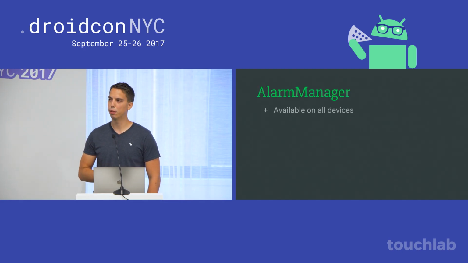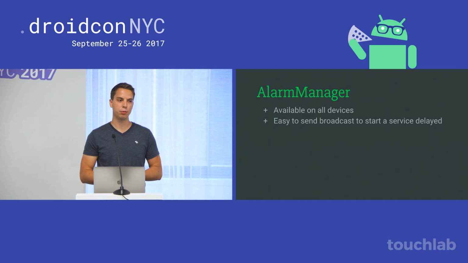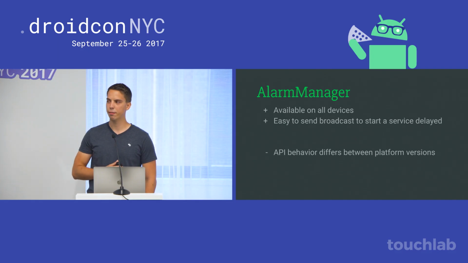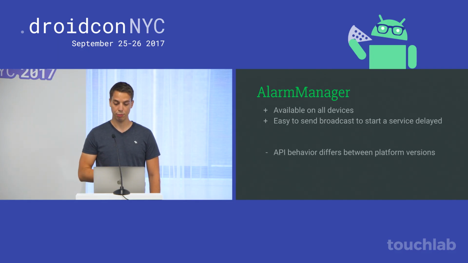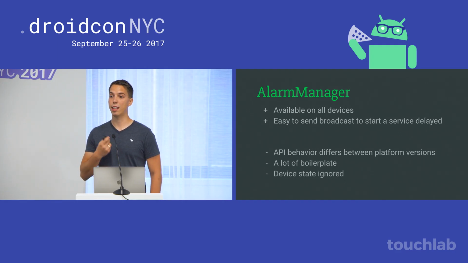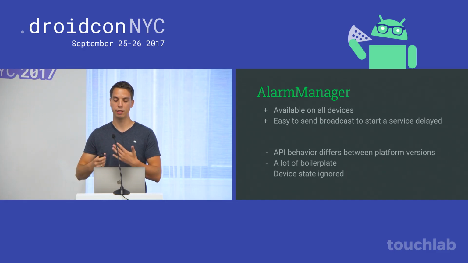The good thing about the Alarm Manager is that it's available on all devices out there. It exists since version 1 of Android, and it's really easy to send broadcasts or to start services delayed. The downside of it is that the API behavior differs between platform versions, and we will see this in a second. Then you have to write a lot of boilerplate code, and the device data is ignored. So you can't have requirements like start a service only if we have a working network connection.